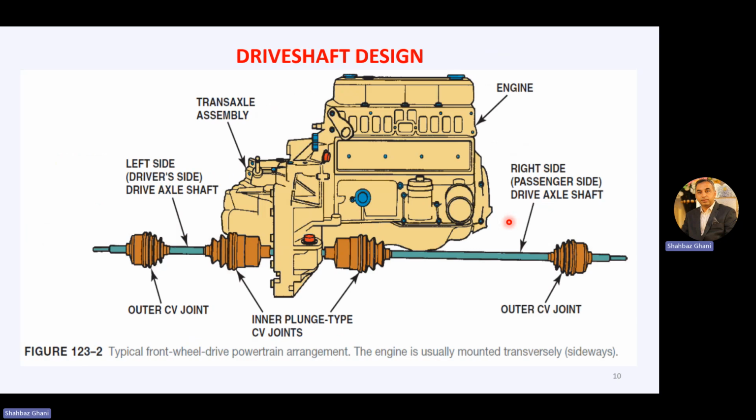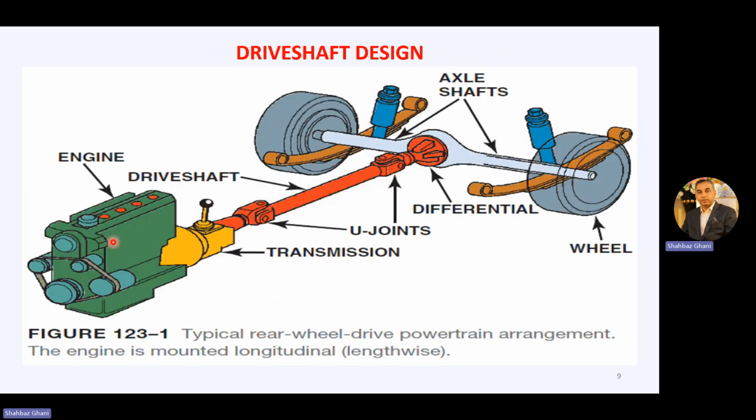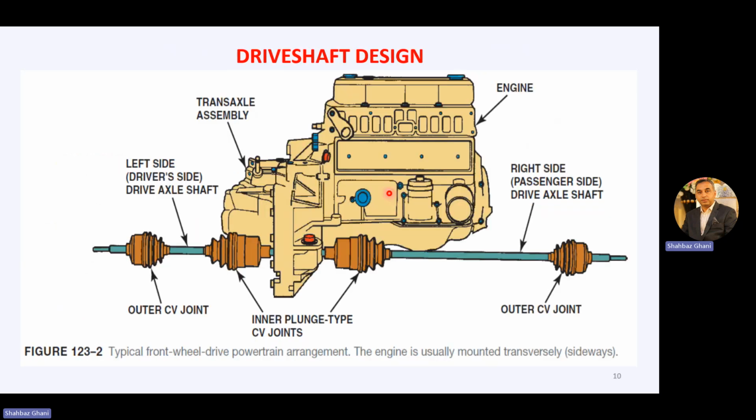Now, if we have a front wheel driven vehicle, in the typical front wheel driven powertrain arrangement, the engine is usually mounted transversely. Previously, it was a longitudinal arrangement in a rear wheel drive vehicle. Now, if we have a front drive vehicle, it is transversely mounted. So this is your engine, and this assembly is your transaxle.